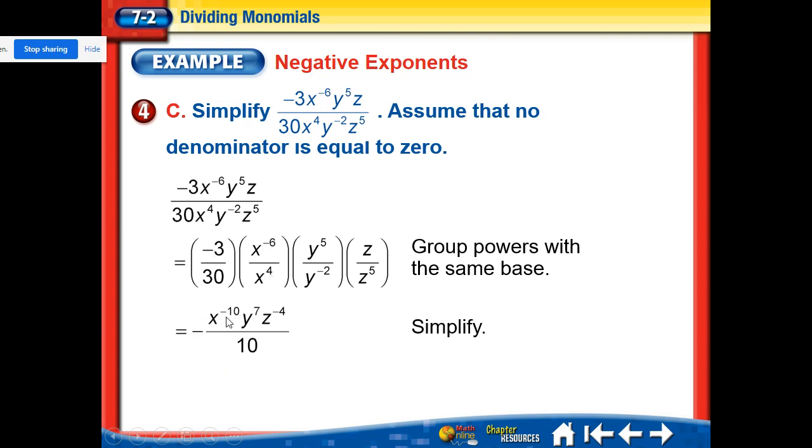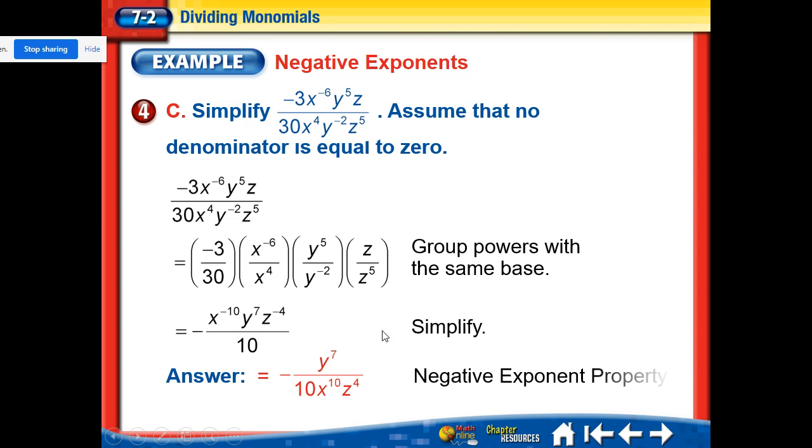Negative 6 minus 4 is negative 10. 5 minus a negative 2 is positive 7. And 1 minus 5 is negative 4. So these negatives here are going to go down to the denominator. So they become x to the 10th and z to the 4th. The y to the 7th stays on top.